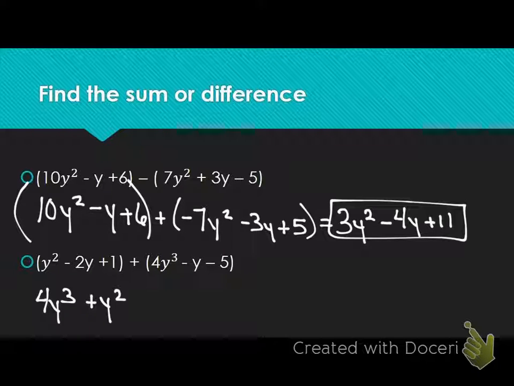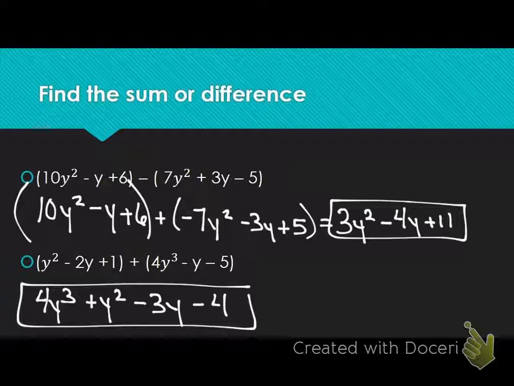Negative 2y minus y is negative 3y. And what's 1 minus 5? Negative 4. All right, who got that one right? Okay, good. Any questions on these? All right, so that's adding and subtracting polynomials. What do you think we're going to do next?